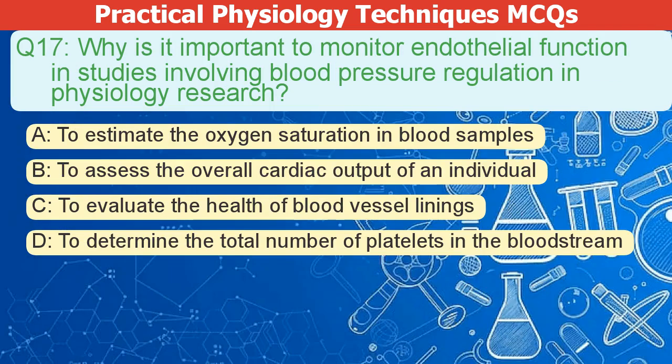Why is it important to monitor endothelial function in studies involving blood pressure regulation in physiology research? A. To estimate the oxygen saturation in blood samples. B. To assess the overall cardiac output of an individual. C. To evaluate the health of blood vessel linings. D. To determine the total number of platelets in the bloodstream.